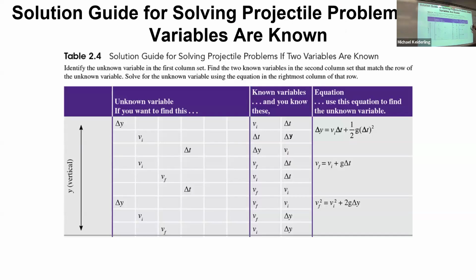So here's a rough solution guide for solving problems for projectiles if variables are known. This is written in Y because this is actually half of a chart for the two-dimensional situation. But everywhere you see Y, you can think X. It's just a different variable. So if you want to find delta Y and you know initial velocity and time, this uses V initial for initial velocity instead of V zero.